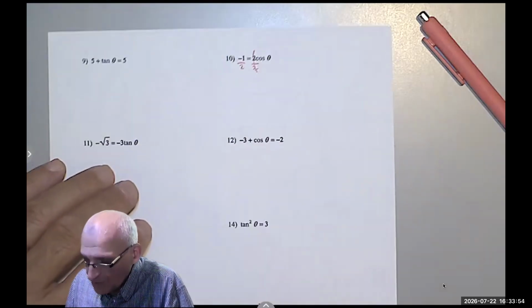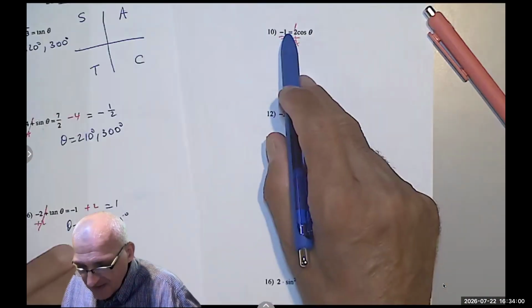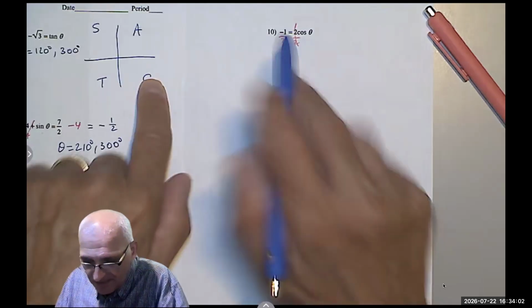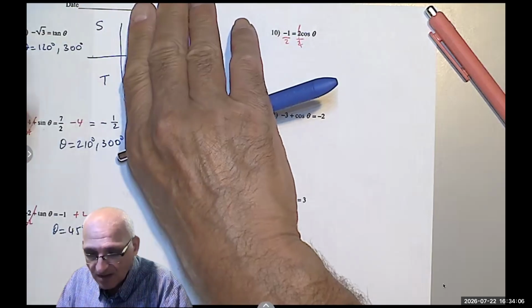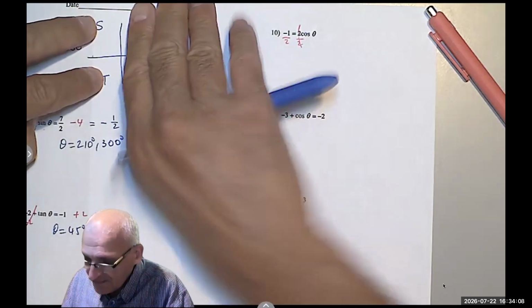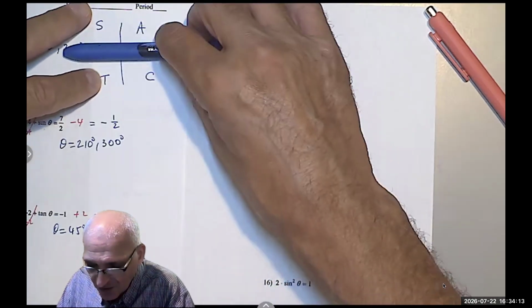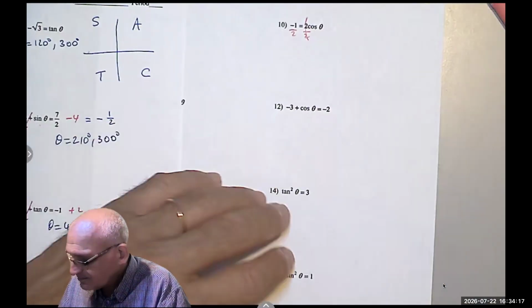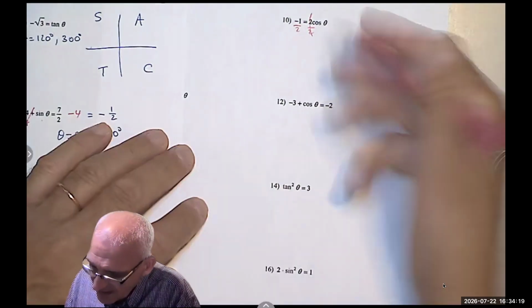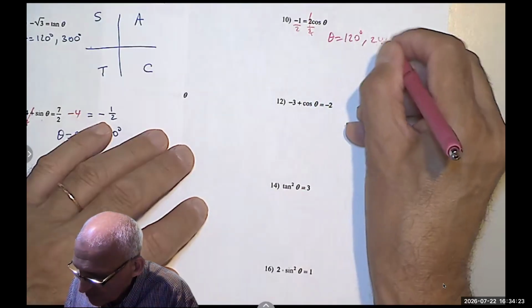I know that cosine 60 is 1/2. So I have 60 degrees, but it's negative. Negative for the cosine, meaning all or cosine. These are positive, these are negative. So again, we are either second or third. If I want to have 60 degrees, I either subtract 60 from 180 or add 60 to 180. So theta equals 120 degrees or 240 degrees.